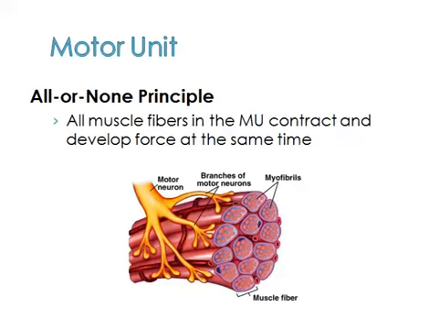Motor units also follow another rule or principle called the all or none principle, which means that all muscle fibers in a motor unit contract and develop force at the same time. In other words, once a motor unit is activated, its recruitment threshold potential has been met or exceeded, then the impulse will stimulate contraction of all of the muscle fibers that motor unit innervates. You cannot activate only part of the innervated muscle fibers and not the rest of them, according to the all or none principle.